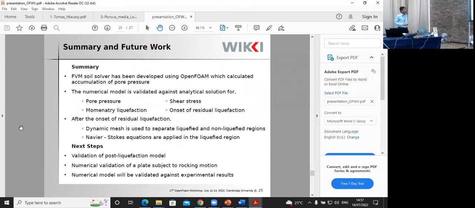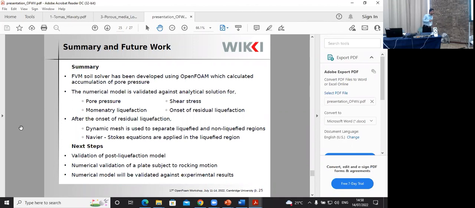So finally, I come to the conclusion. What we have done is develop an FEM solver using OpenFOAM, which calculates the accumulation of pore pressure. And then this numerical model is validated against the pore pressure, shear stress, and the momentary liquefaction. And also, I've shown you the results of the onset of residual liquefaction. After the onset of residual liquefaction, we have used a dynamic mesh in order to separate the liquefied and the non-liquefied regions. And in the liquefied regions, we also apply the Navier-Stokes equations.